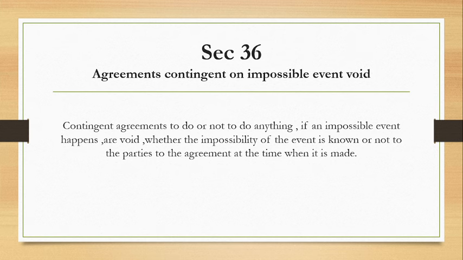Section 36. Agreements contingent on impossible event void. Contingent agreements to do or not to do anything if an impossible event happens are void, whether the impossibility of the event is known or not to the parties to the agreement at the time when it is made.